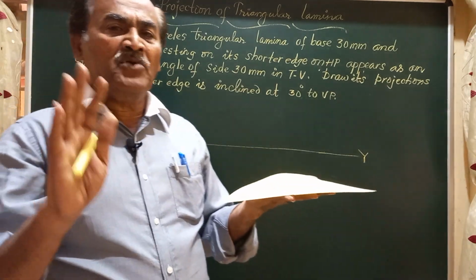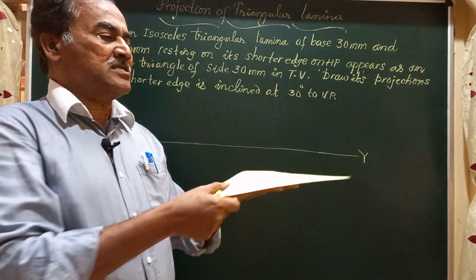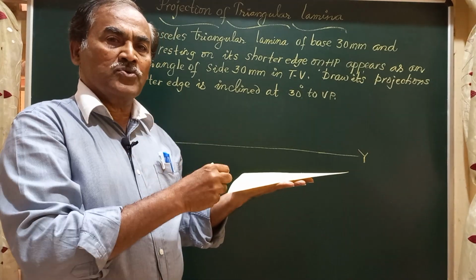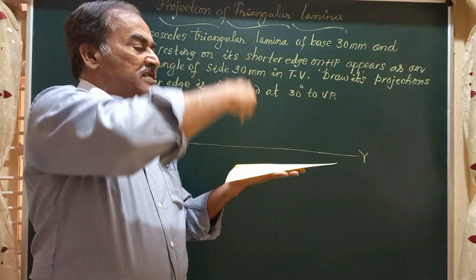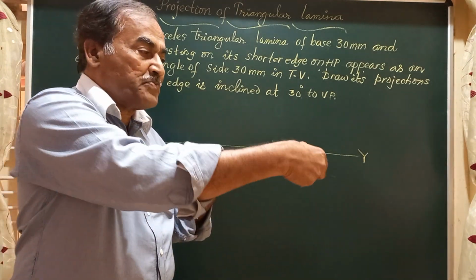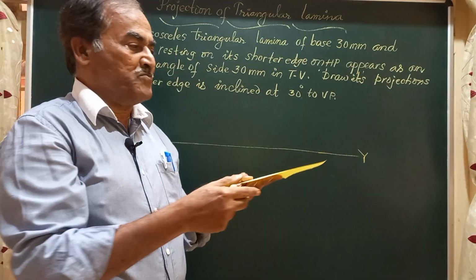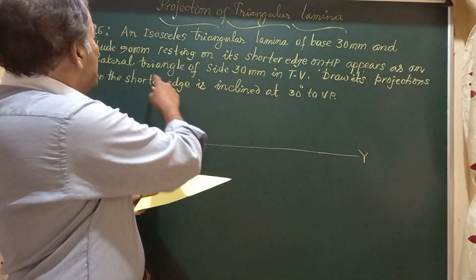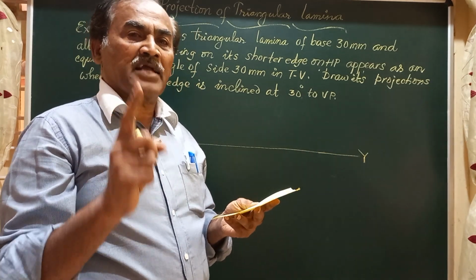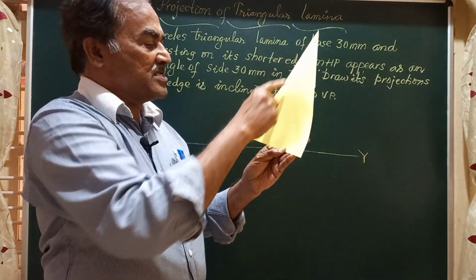Friends, remember, whenever any lamina, irrespective of its shape or size, is placed on HP or parallel to HP, its true shape and size are seen in the top view and it is seen as a line in the front view, irrespective of its orientation with the VP or the wall to say. So friends, he says this appears as an equilateral triangle. You know, by definition, an equilateral triangle will have all the sides equal. AB is equal to BC is equal to CA.